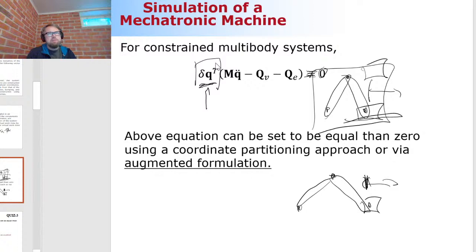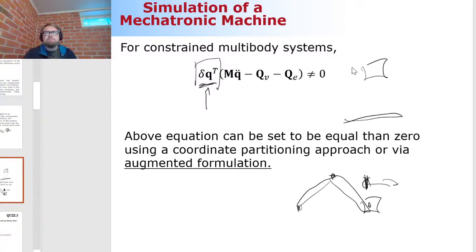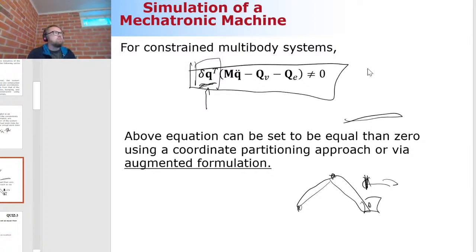Here we don't care about that, because we're just saying that all the coordinates move, and when they move, they for sure will violate the constraint. So this equation, in constraint cases, when you have constraints in your multi-body system, cannot be set equal to 0. So the constraints have to be accounted for. So we have to force this equation to be equal to 0, because otherwise there's no way to solve this system. How can we make it happen?